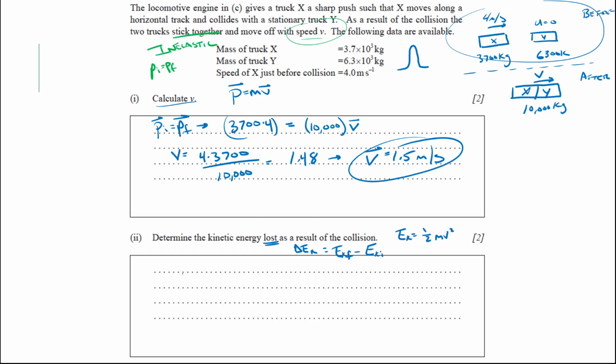All right, so these are really all about thinking about the before and the after. So my kinetic energy at the end is going to be 1/2 times the mass that's moving, which is 10,000 kilograms, times the speed it's moving at, 1.5 squared. And I'm going to subtract. The important part is I'm taking the difference here, right, to find the change, which should be negative because I'm losing 1/2 times 3,700 times 4 squared. That's my kinetic energy at the beginning, right?